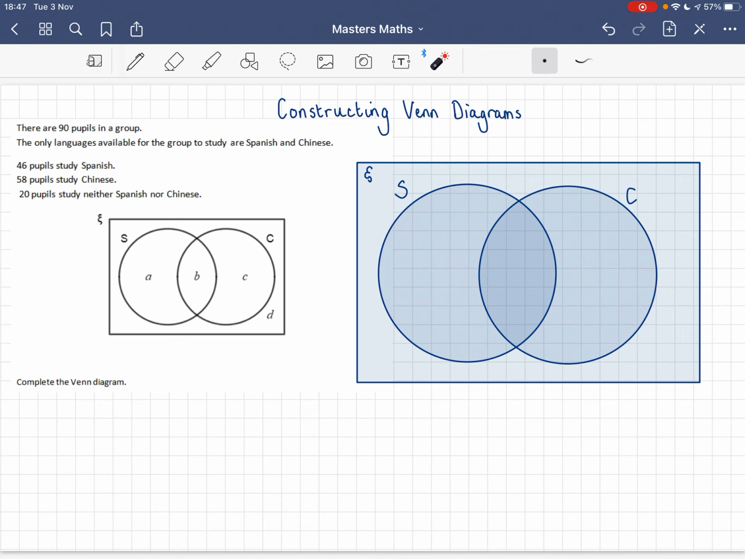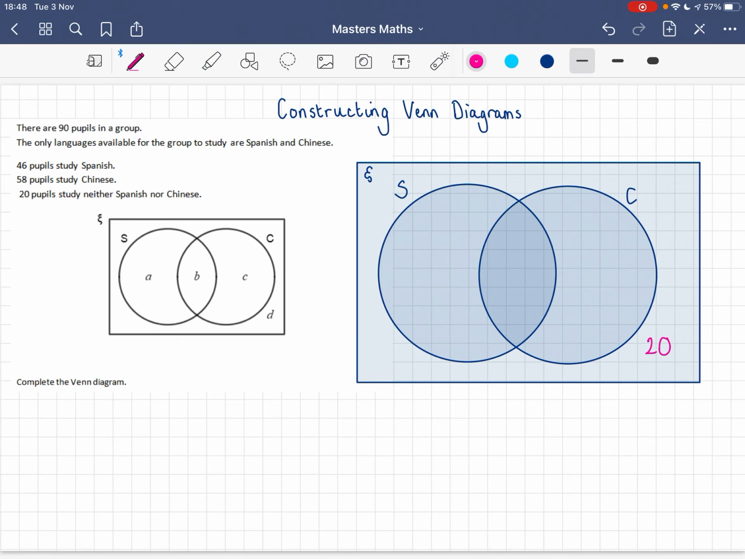46 pupils study Spanish, 58 pupils study Chinese, and 20 pupils study neither. Now, we're not told how many study both. That is what we need to try and work out. So this time we're going to start from the outside and go in. I know 20 students study neither, don't do a language at all, so that 20 has to go outside here.